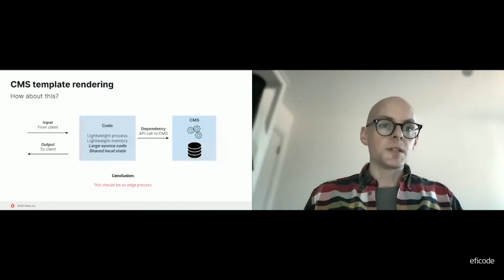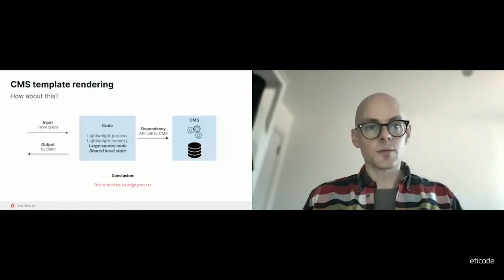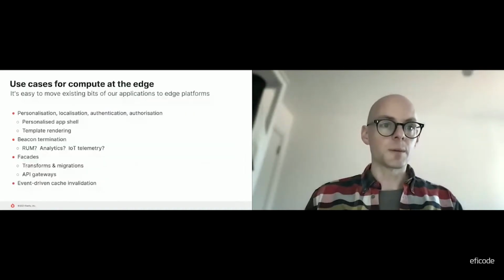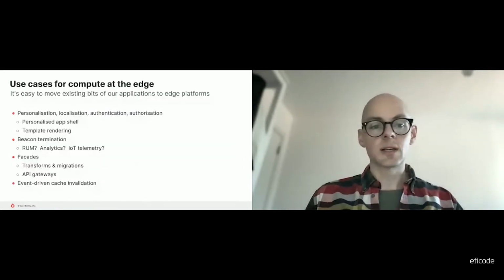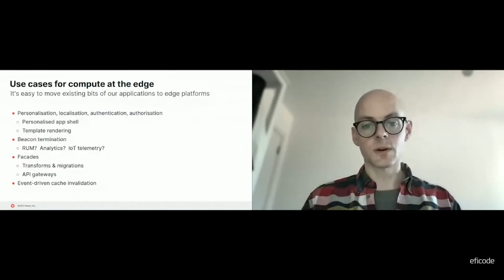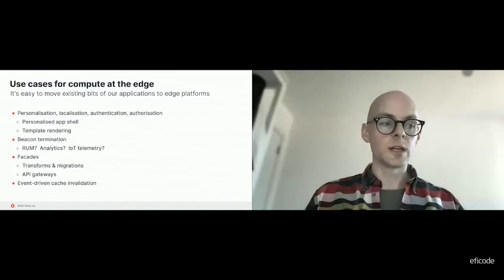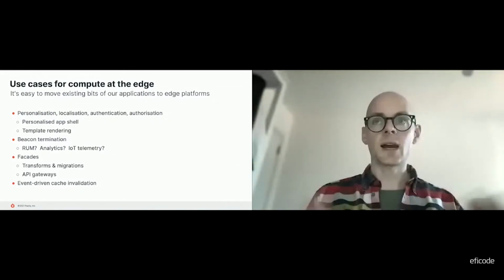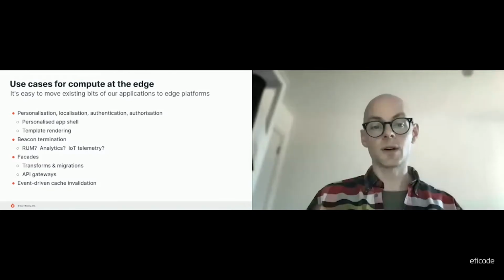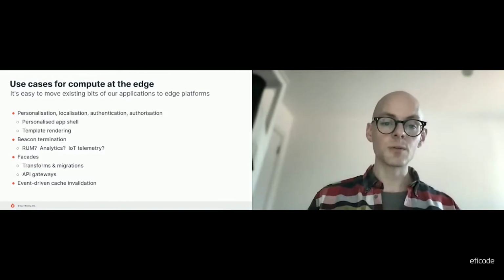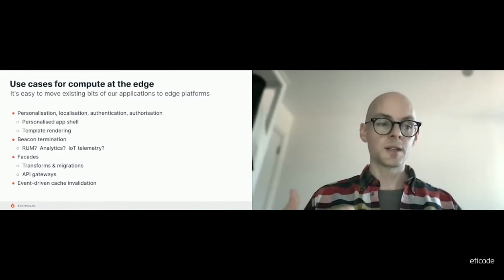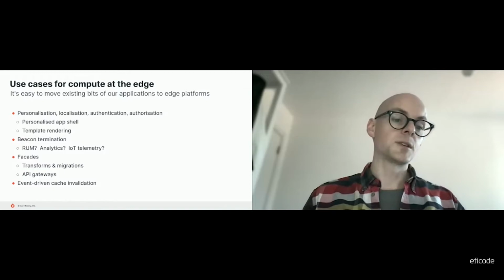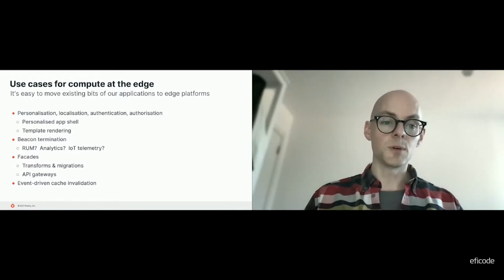But here are some other ideas for use cases where we can shift tasks further along the pipeline and benefit from edge processing. So anything involving personalization, localization, authentication, or authorization, these are really low-hanging fruit when it comes to moving compute to the edge. I like to think of these as the outer layers of the onion if you design your application in a layered way. These layers often are the first stages of request processing that you do, and so they can often be quite easily moved to an edge computing platform.